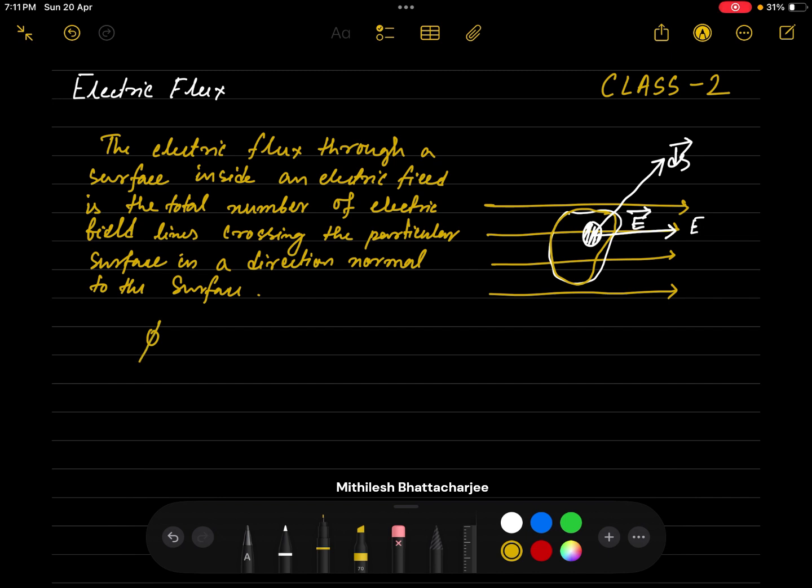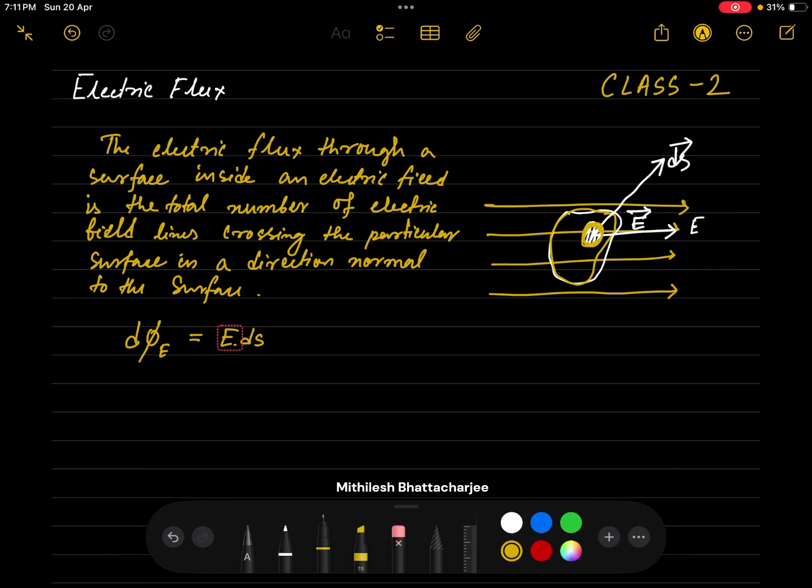Okay, so if we consider the electric flux of this smaller region, it is denoted as d phi. Okay, so d phi E is equal to how much? E into ds. Okay, E dot ds. Means electric flux is denoted by E dot ds.